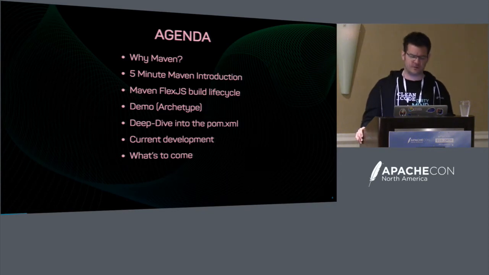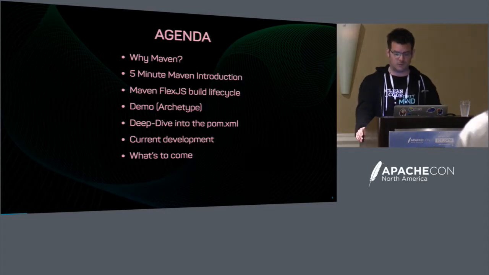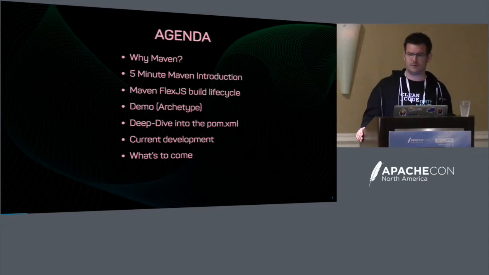Then I'm going to show you how easy it is to get started with building a FlexJS application with Maven using one of our archetypes. We've recently started creating quite a lot of little archetypes for different scenarios, so I'll show you how easy it is. And then we'll have a little deep dive into the POM XML, the configuration, to show you how you achieve different things. After that's done, I'm going to talk a little about the current development, what I'm currently working on, and what is to come. And hopefully you have some questions that I'll answer then. But you can always interrupt me if there's something you don't understand.